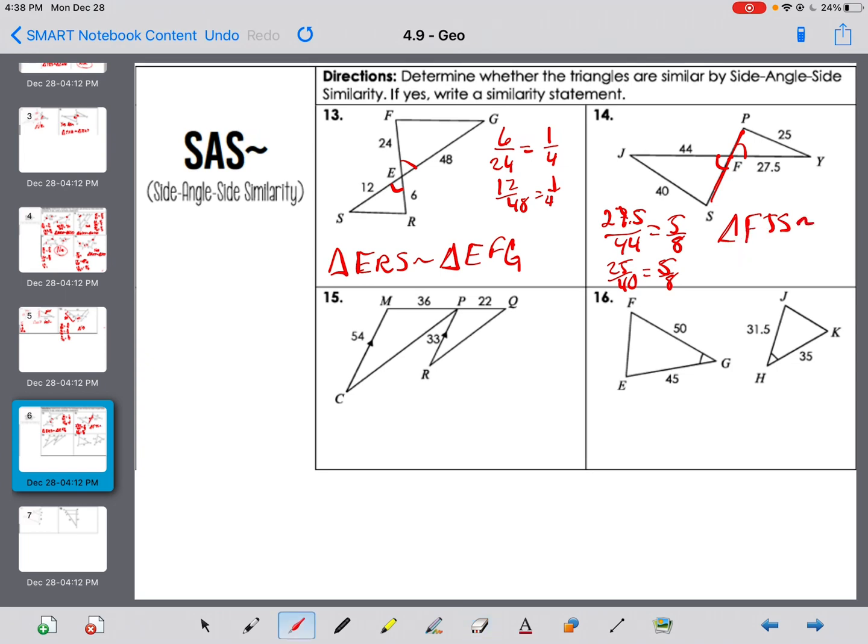So triangle FJS, that's an E. I'll fix that. Is similar to triangle FYP. Bad Y. There we go. Go ahead and pause it. Try 15 and 16 on your own. Let's see what you come up with.